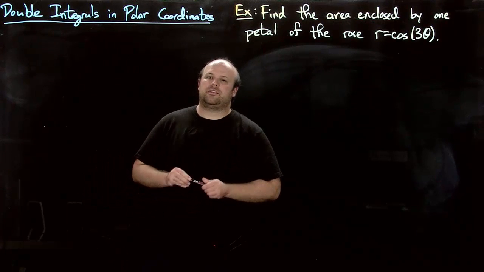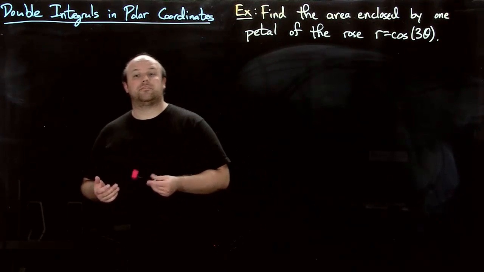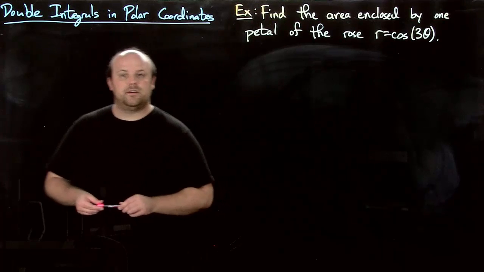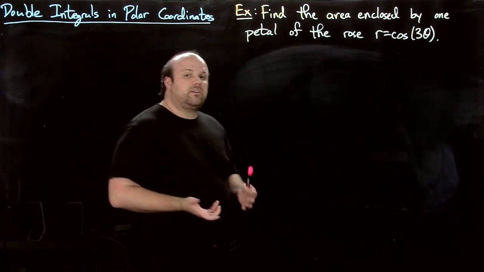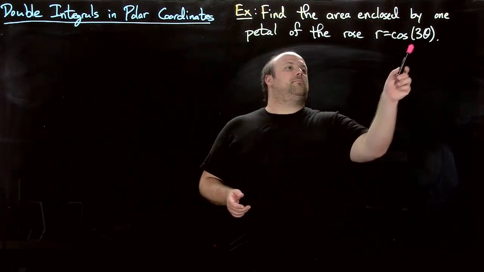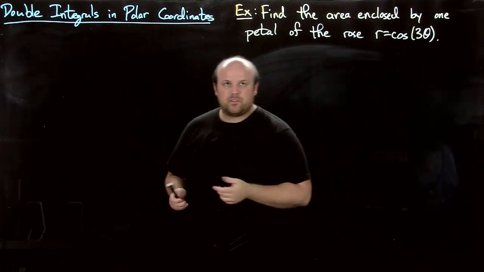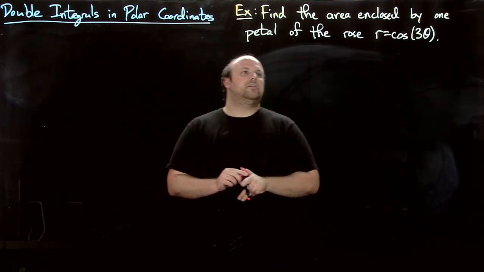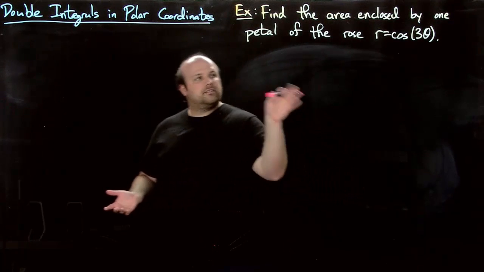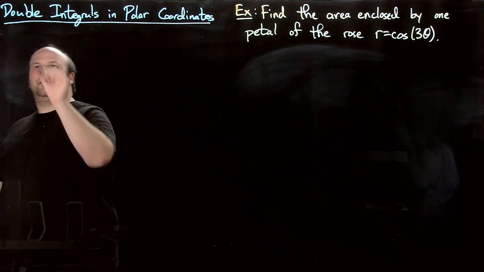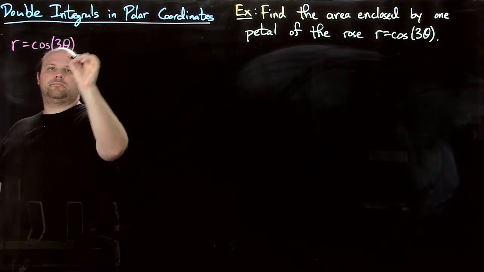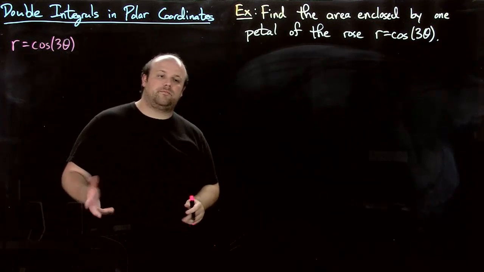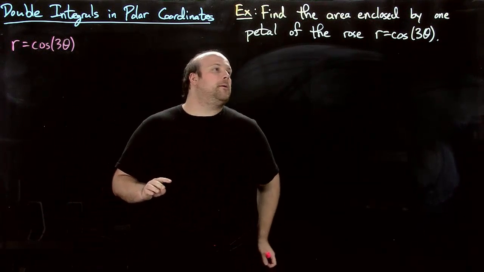Let's finish up now with a slightly more complicated example of a double integral in polar coordinates, one that isn't over a polar rectangle. So we're going to find the area enclosed by one petal of this rose here. Let's just observe a couple things about this guy. r is cosine of 3 theta. What are some facts about this that we can figure out?